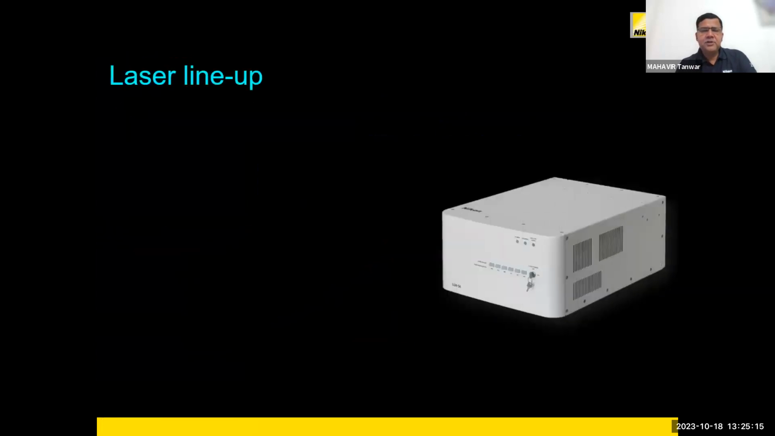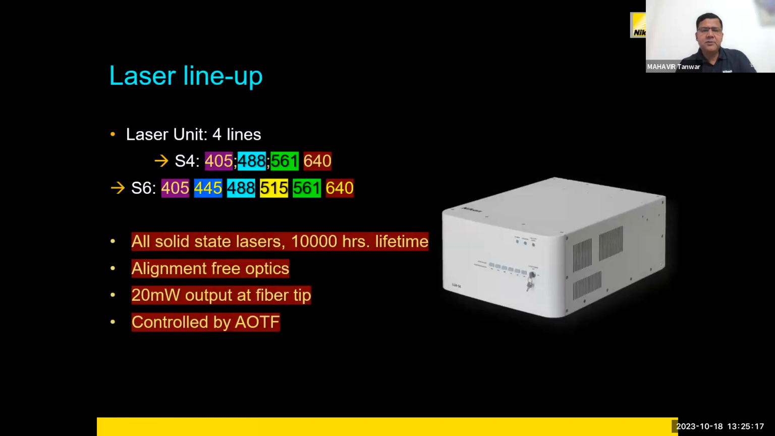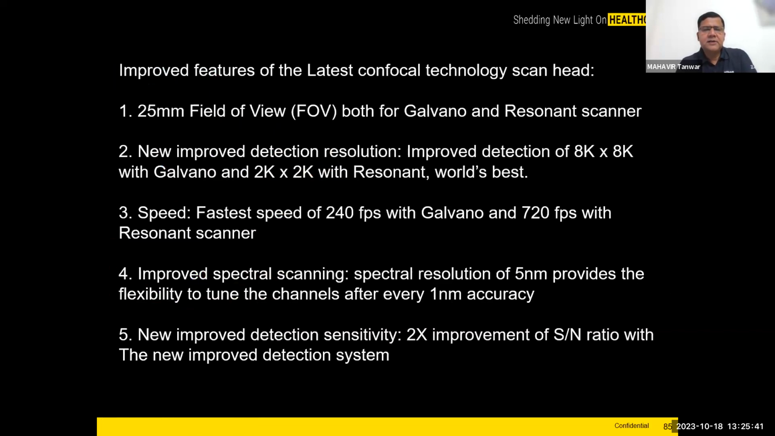As I mentioned about the lasers, the laser lineup is this one. As I said, 405 is good for CFP, Hoechst, and also DAPI. 488 is good for GFP and also YFP, FITC. The 561 line is good for your RFP and TRITC, Alexa 594, MitoTracker Red, mPlum, mCherry, and 640 is good for Cy5. So this is just a summary.